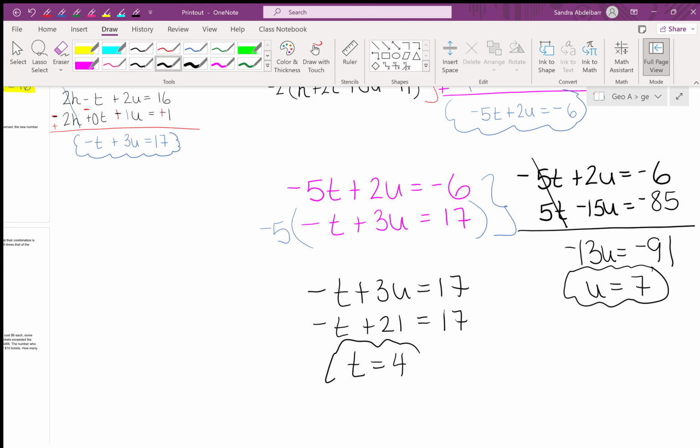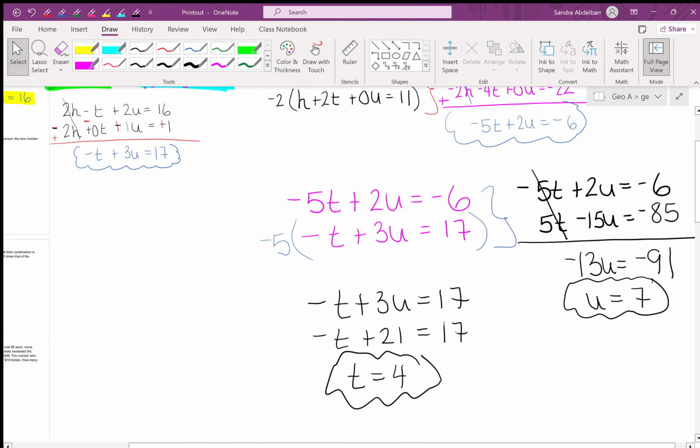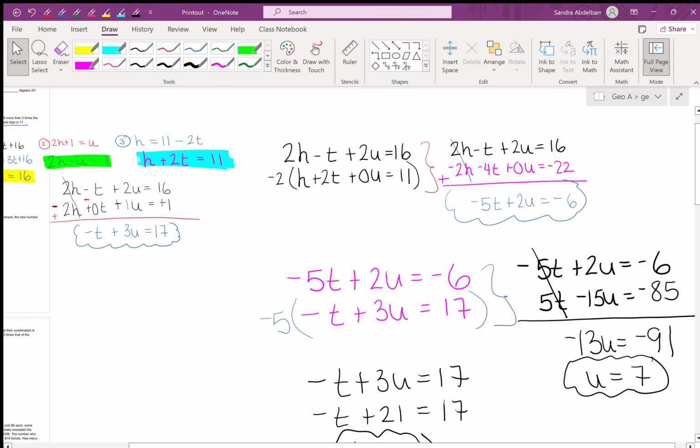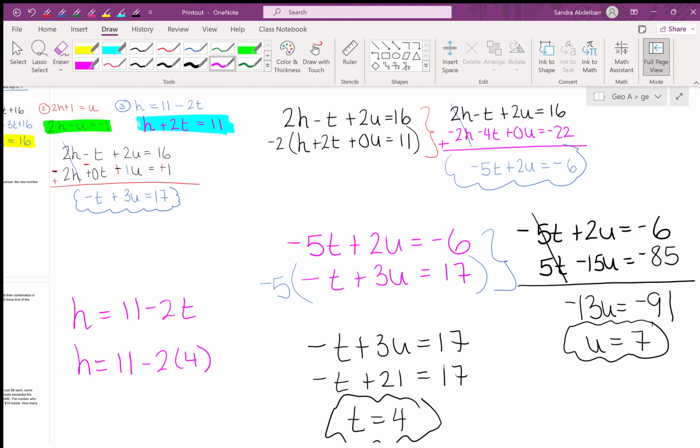So I got u, I got t. Now what do I have to get? H. Does it matter which equation I plug into? No, I'm going to go back to one of the originals. H equals 11 minus 2t. So H will equal 11 minus 2 times 4. So H will equal 11 minus 8, which is 3. We solved for H, we solved for T, we solved for U.